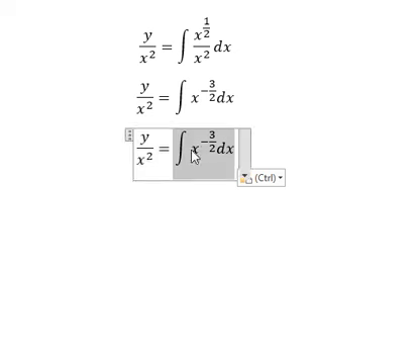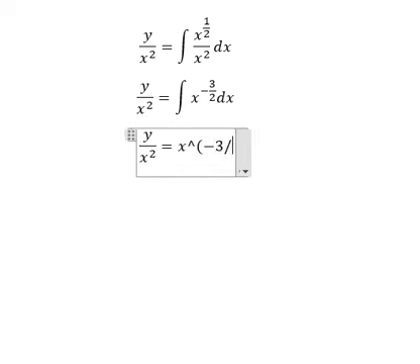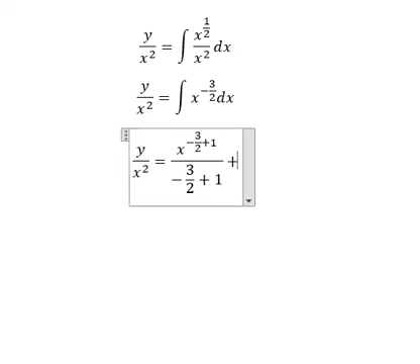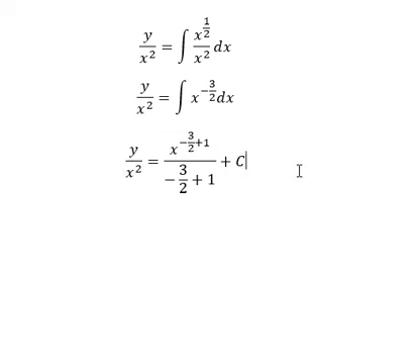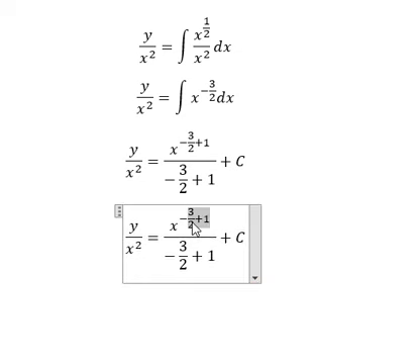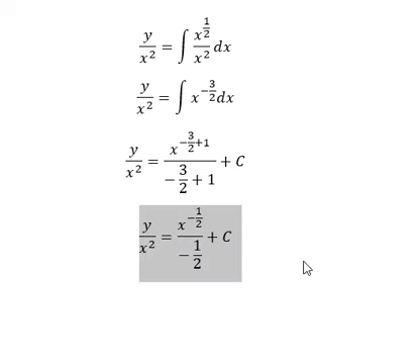So the integration of this one, we have like this. So this one is negative 1 over 2. And this is the final answer. This is the end.